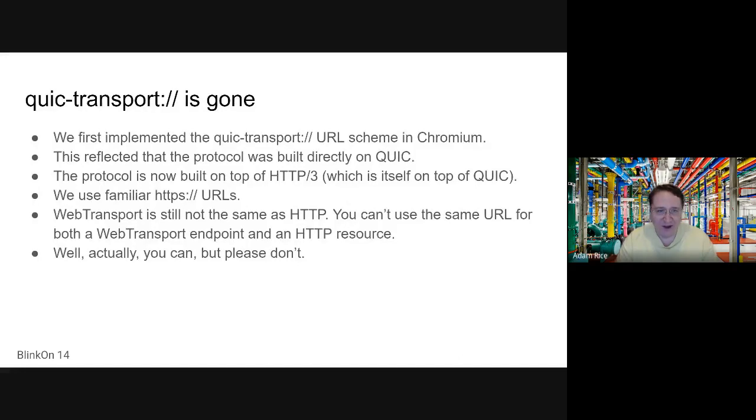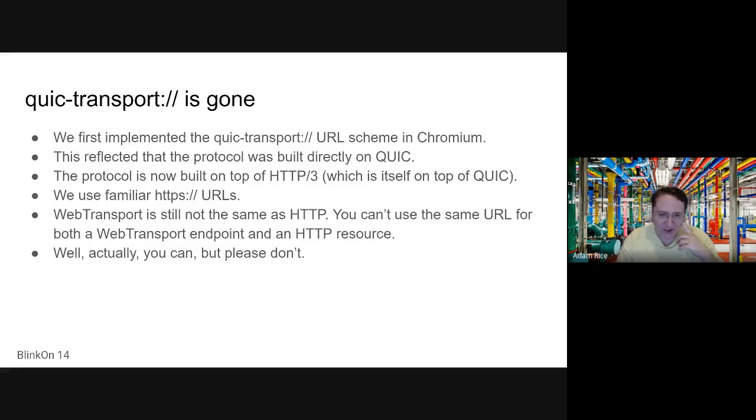The QuicTransport protocol is gone. The first thing we implemented in Chromium was the quic-transport URL scheme. The protocol was built directly on QUIC. However, we have changed the protocol and we're now building it on top of HTTP/3, which provides a richer basis on which to base the protocol and may integrate better with HTTP/3 servers. So instead of the quic-transport URL scheme, we use the HTTPS URL scheme now.